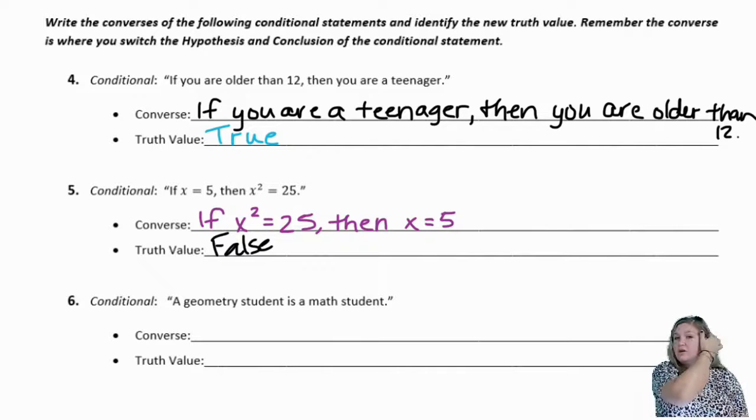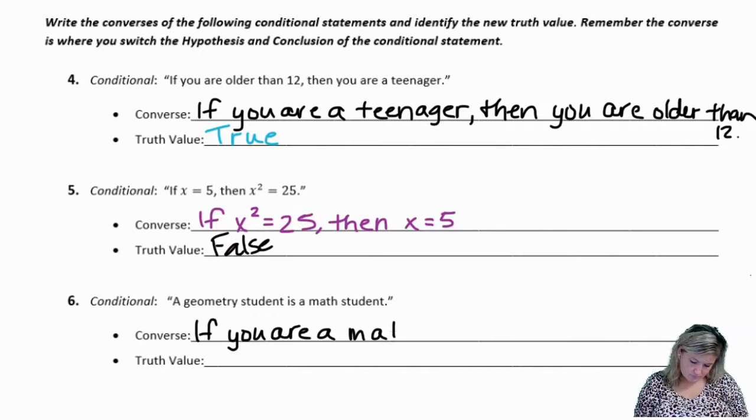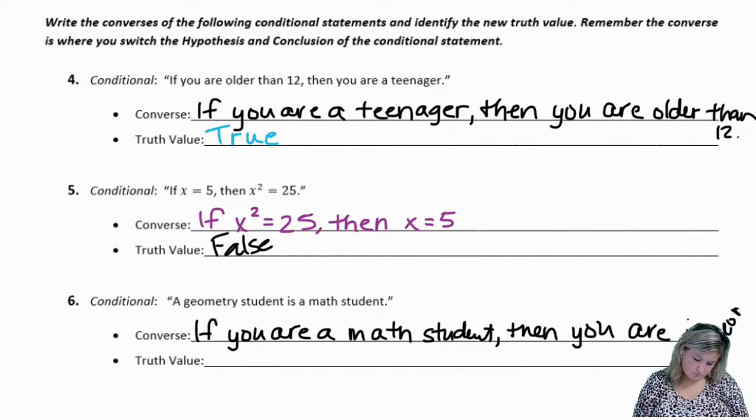And then we have our statement that we rewrote as, if a student is in geometry, then they are a math student. So we're going to flip-flop that. If you are a math student, then you are in geometry. And the truth value in that is false because you can be a math student but not necessarily be in geometry. You could be in algebra 1 or algebra 2 or whatever. So this one is going to be false as well.